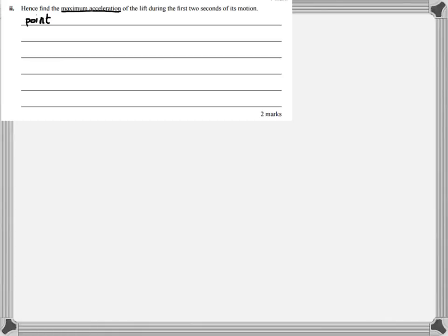Hence, find the maximum acceleration of the lift during the first 2 seconds of its motion. So when we see that term hence, that means use some result you got from the previous question to help you answer this one. Now, thinking about the maximum acceleration, it's kind of like that. It's that point of inflection on that graph.